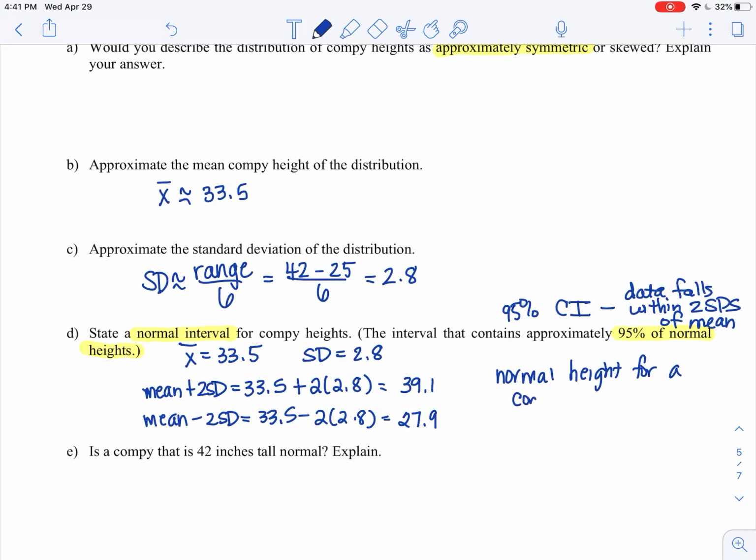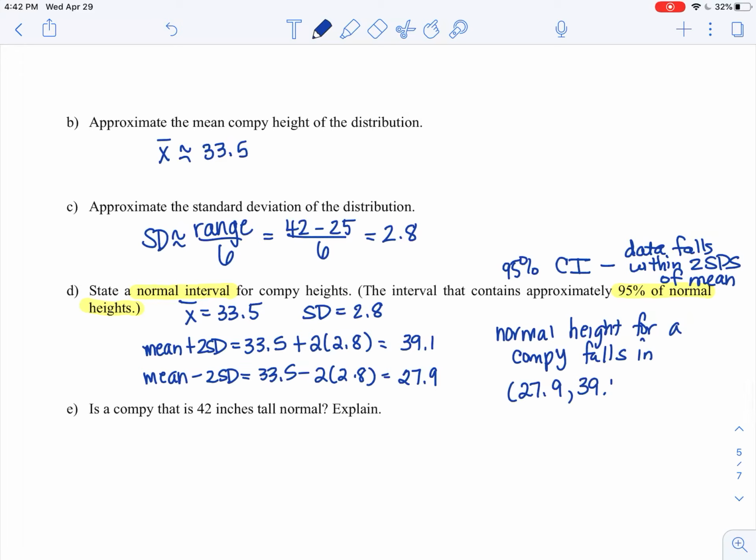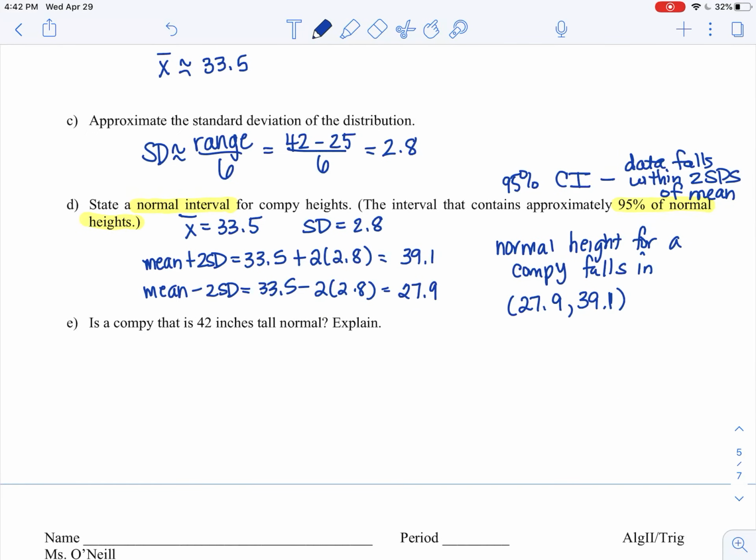So a normal height for a compy falls between 27.9 centimeters, I think it was. Yep. And 39.1 centimeters. Okay, that's a normal height. So then what you could draw conclusions from is, when is a compy abnormally tall? When is a compy abnormally short? If it doesn't fall within this interval, that's an abnormal value. If it falls within this interval, that's a normal value. And again, we're going to discuss more of this when we get into drawing conclusions.